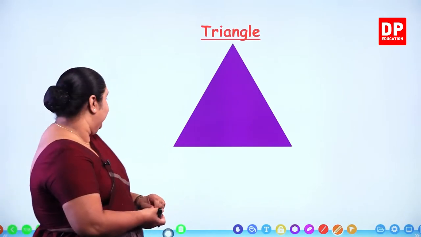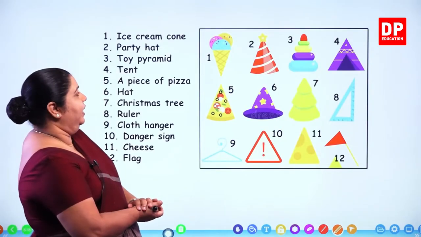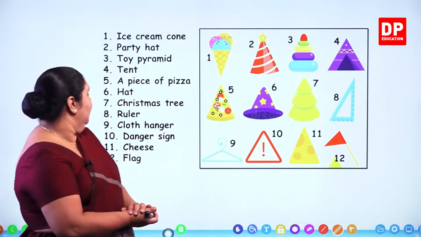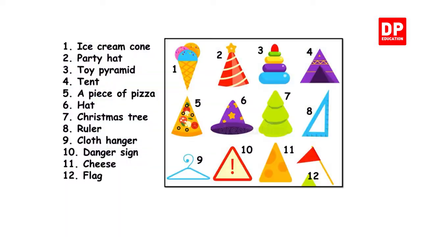Now let's take a look at some objects which are in the shape of a triangle. There are 12 of them. Let's see what they are. Number 1, ice cream cone. This is the ice cream cone.